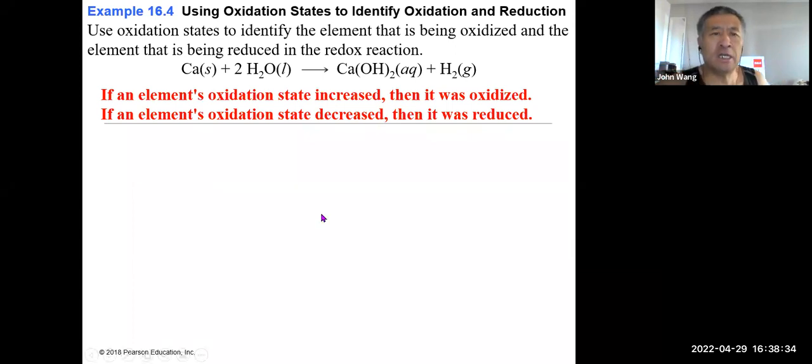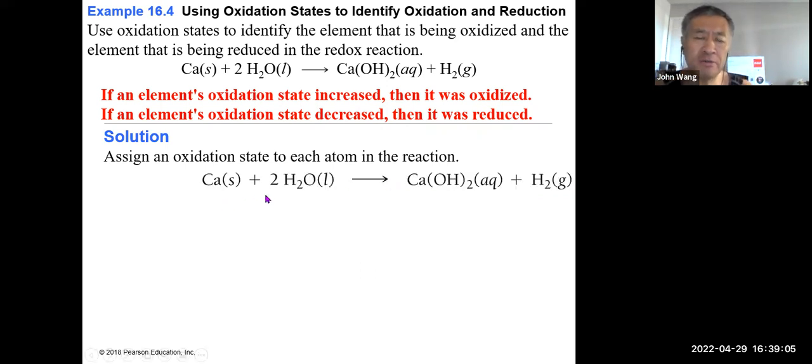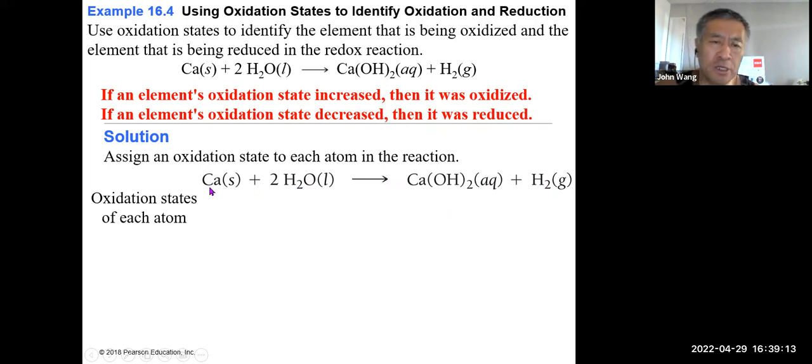Once we have that, in this example we are using oxidation state to identify the element that is being oxidized and the element that is being reduced in this reaction. Now, these two sentences in red you want to memorize, to use the oxidation state to tell whether they are oxidized or reduced or nothing happens. So once you have this number, I just compare the number for the element before the reaction and after the reaction. All right, so for these few elements in this reaction, we just go by the rules again.